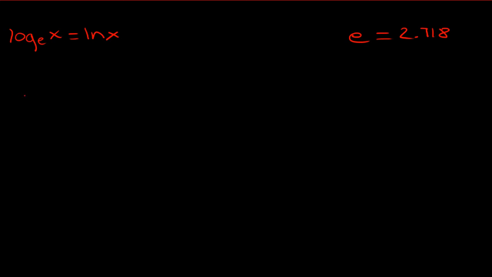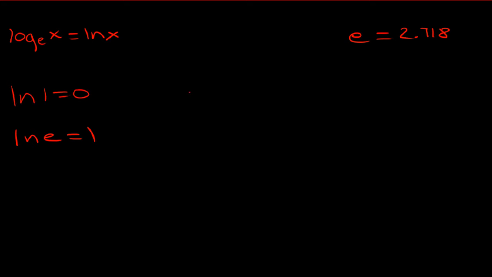There are also a few things you need to know. ln of 1 is equal to 0, ln of e is equal to 1, and you also need to know the properties.